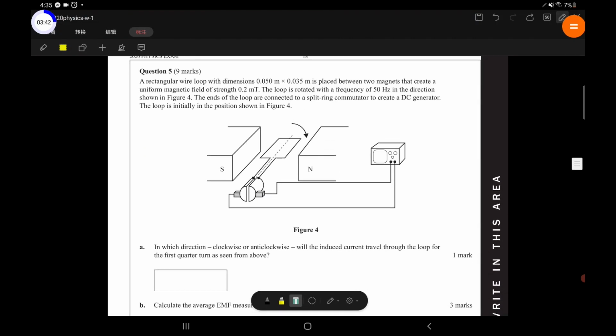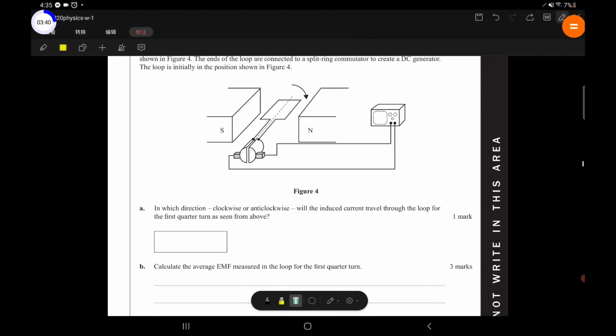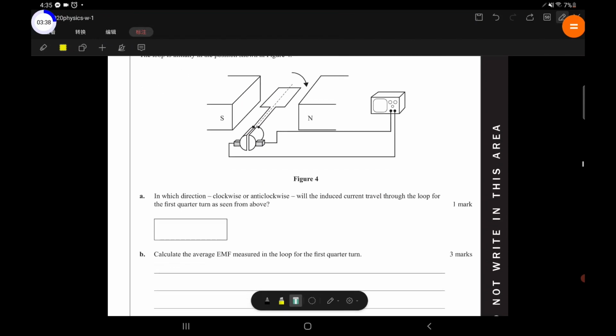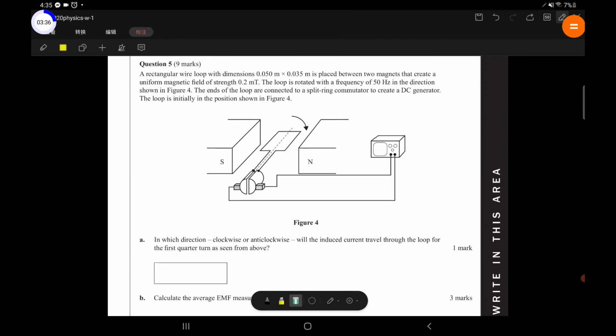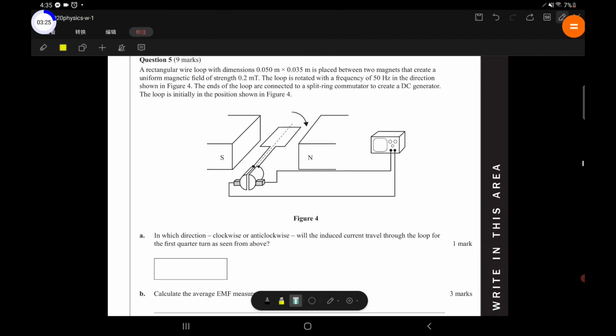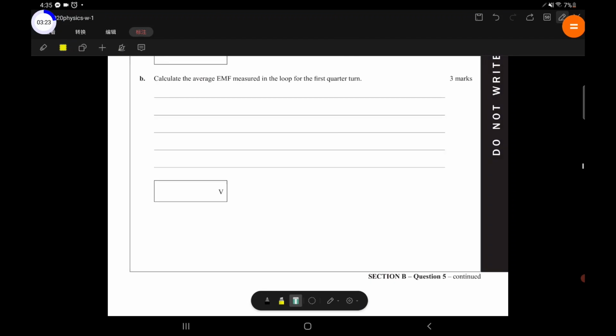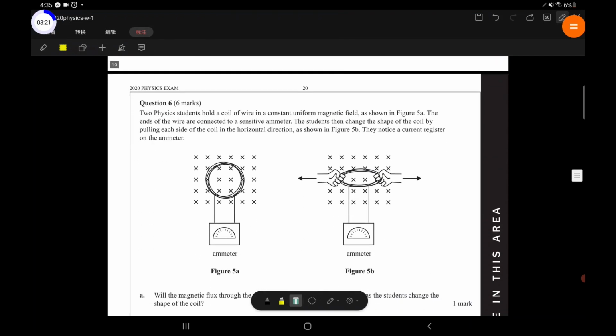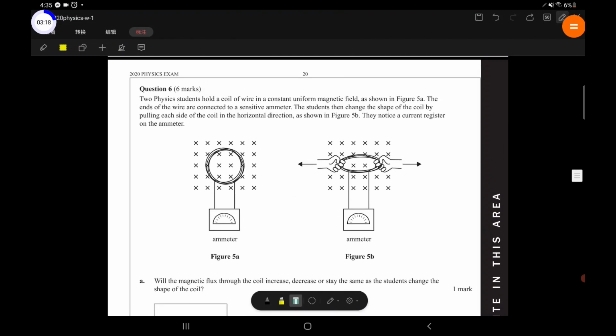Alright, so we have a DC motor, and find the EMF. Oh no, this isn't a DC motor. My bad. This is a generator, right? So it's a DC generator, so that's interesting. Alright, so this seems like a familiar question, so we'll move on to any other questions. Okay, so this is an interesting scenario. I haven't seen this too much before.